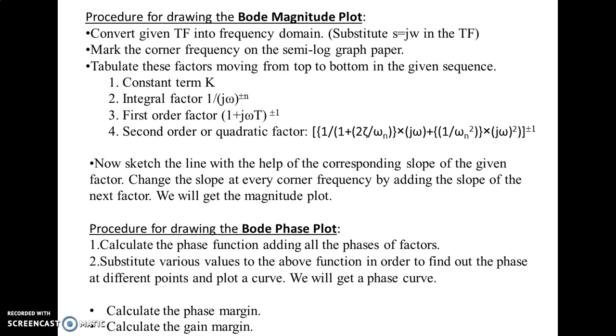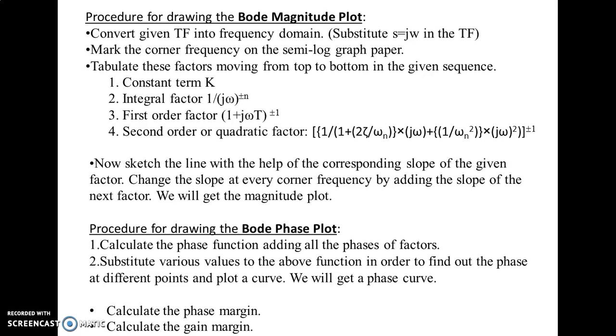Now, the procedure for drawing the Bode plot. Here we have two plots, one is the magnitude plot, another one is the phase plot. First we will see the magnitude plot. Whatever transfer function is given in the examination or anywhere, it will be in terms of s only. The first step is to convert into the frequency domain by substituting s equal to j omega in the transfer function. After that, we have to find the corner frequencies and mark them on the graph paper.